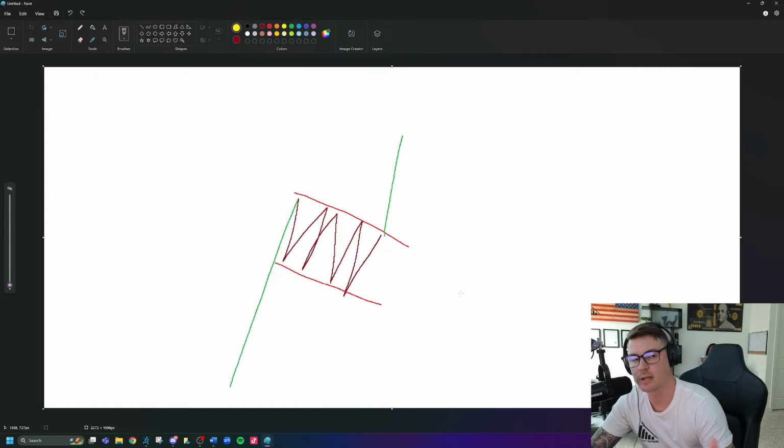So the pro of entering at the bottom trend line is that you're taking on more profits in the event that this actually does break out. But the con would be that you're taking on more risk because there's a chance that it breaks down.